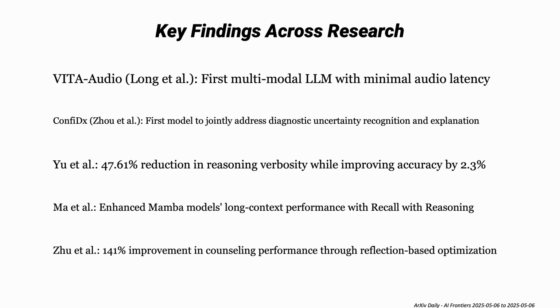Yu and colleagues demonstrated that models trained using their long-short chain of thought mixture approach achieved an average accuracy improvement of 2.3% while reducing model response length by approximately 47.61%. The recall with reasoning method introduced by Ma and colleagues significantly boosted Mamba model's long context performance without requiring architectural changes.